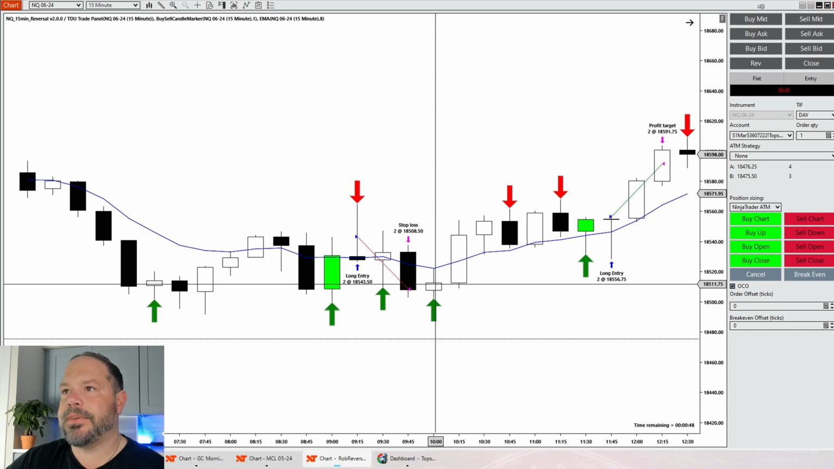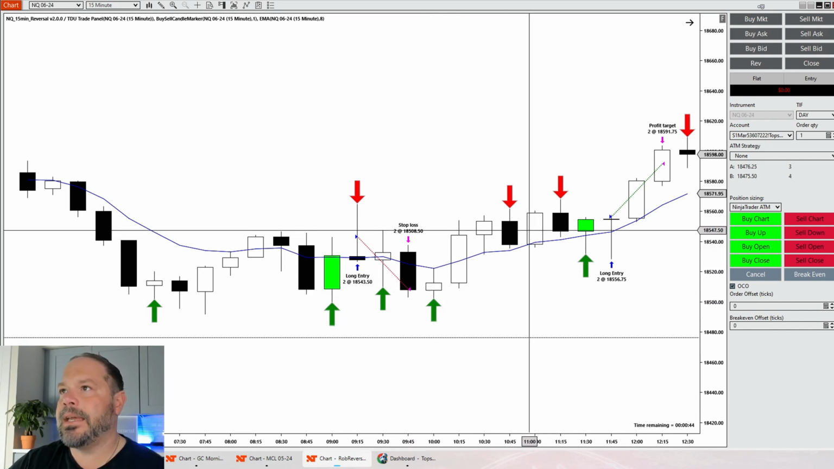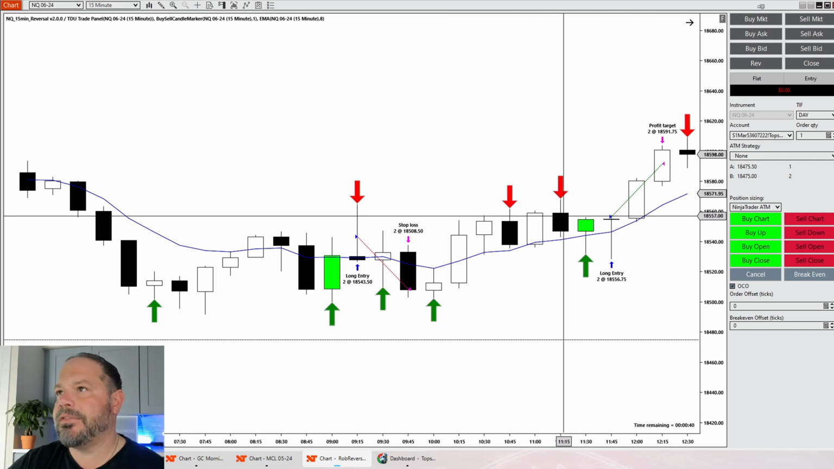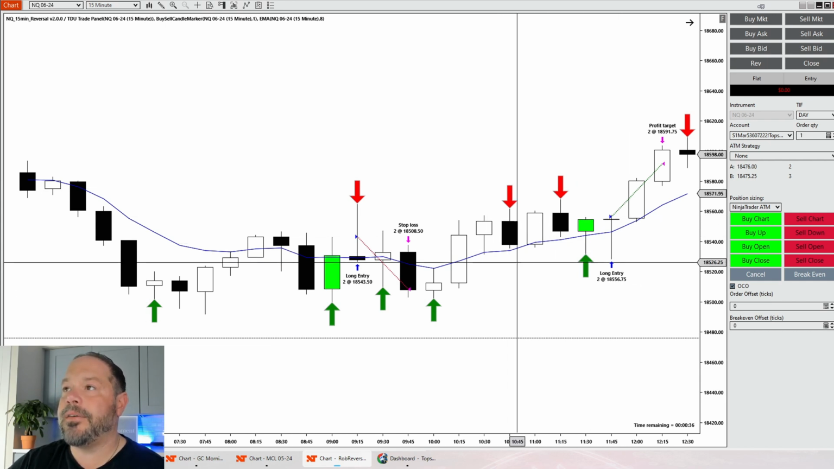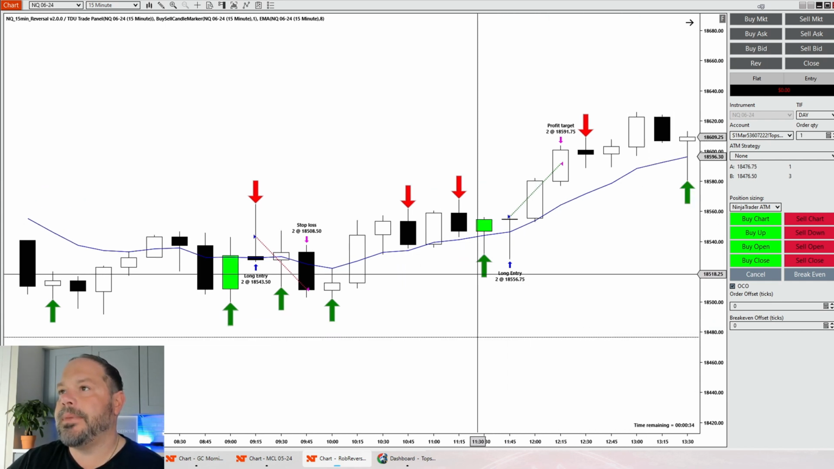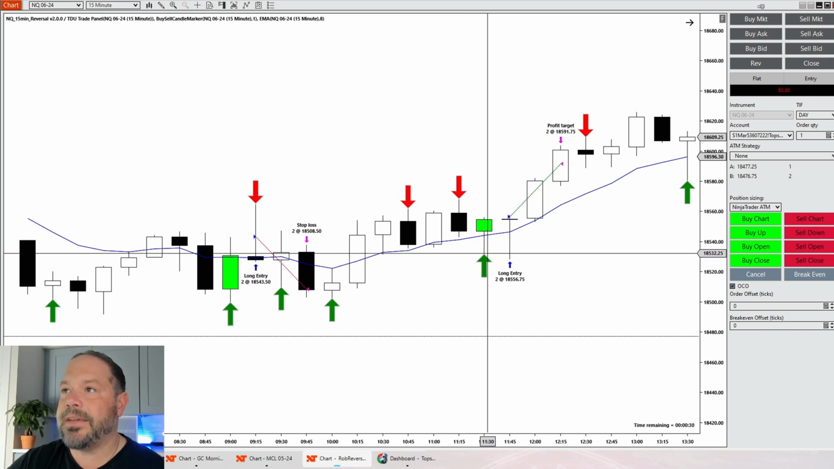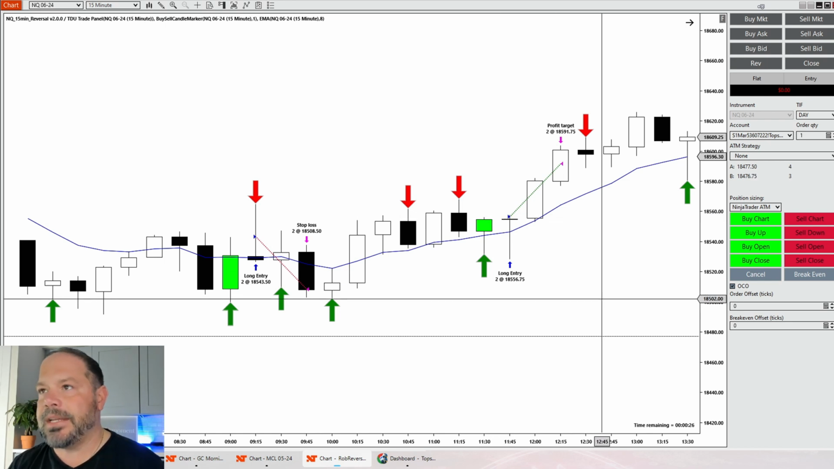We get another setup to go long at 10 a.m. This gets invalidated. It closes below the 8 EMA. And then you get 2 setups, 10:45 and 11:15 to go short, both invalidated because they close above the 8 EMA. Now on the 11:30 closing at 11:45 candle, we didn't get another setup that meets our time condition between 8:30 in the morning and 1:15 in the afternoon.